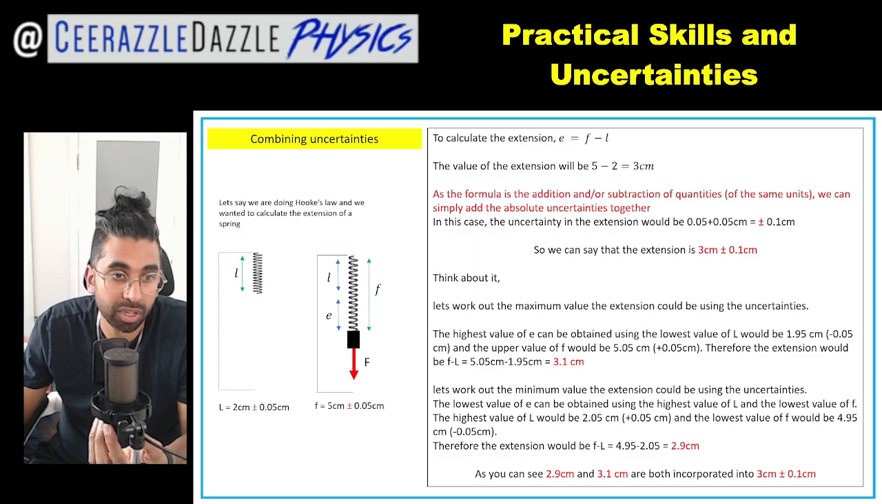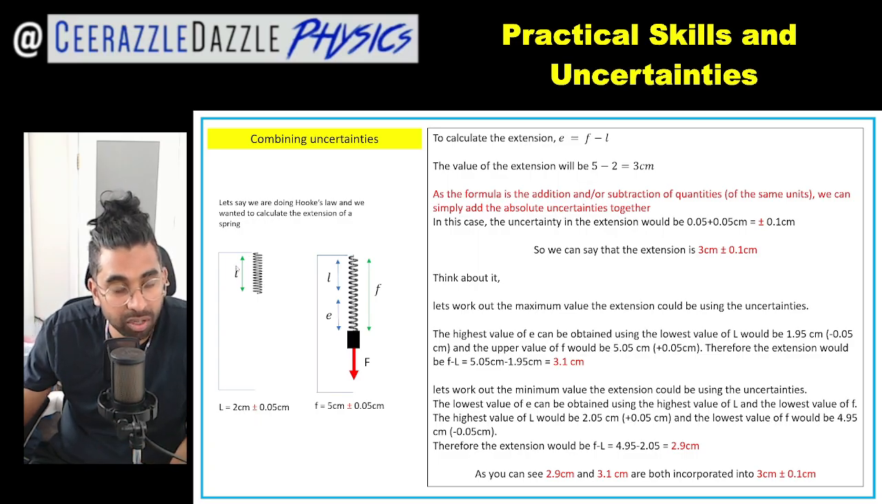Right, so let's say, for example, we actually have the following. We are going to do a Hooke's law experiment. We have a spring of original length L. We add some weight to it. It extends to a final length F. Let's say the original length L is 2 centimeters plus or minus 0.05 centimeters, and the final length F is going to be 5 centimeters plus or minus 0.05 centimeters as well.